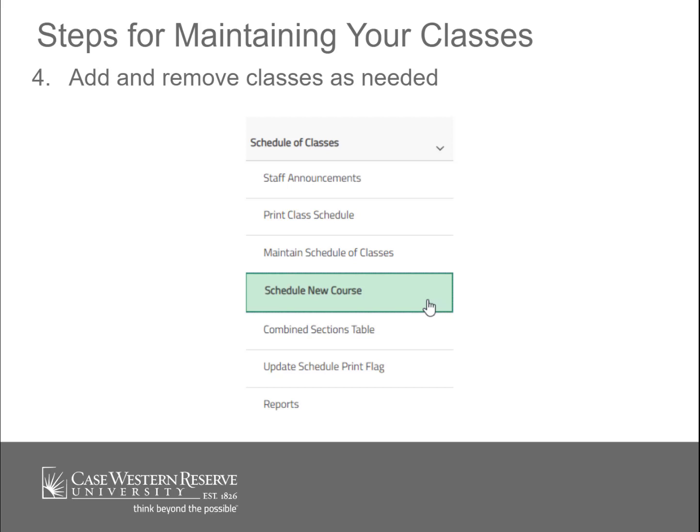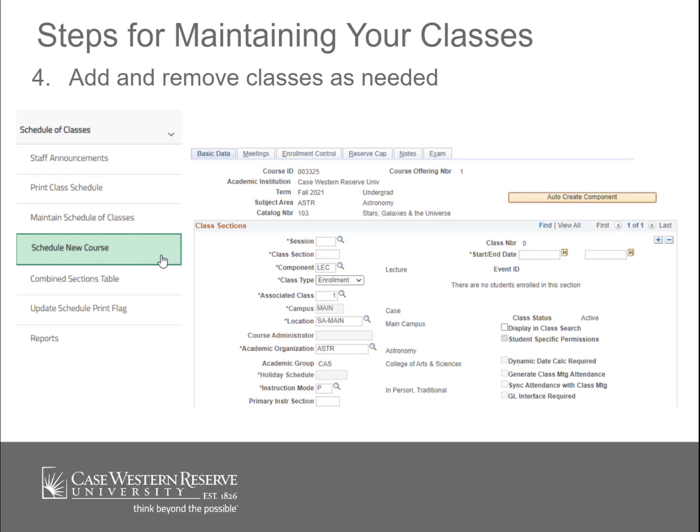If a class doesn't appear in your schedule but needs to be added, you'll create the class using Schedule New Course. This could happen if it's a new class that hasn't been offered before, or if the class wasn't offered in the term that was copied forward to make the new term. Please note, the Schedule New Course process is not used for entering a new course into the course catalog. If the course doesn't exist in the catalog, your department will need to submit a course action form in order to have the new course added.